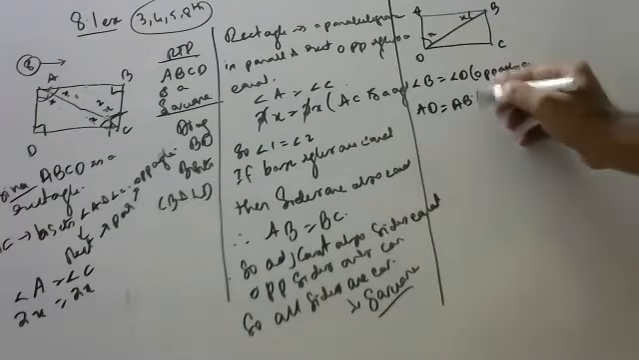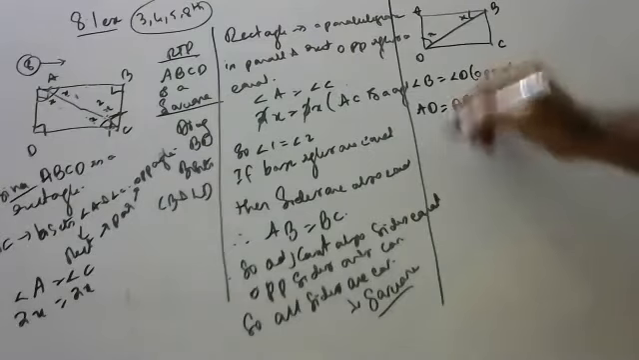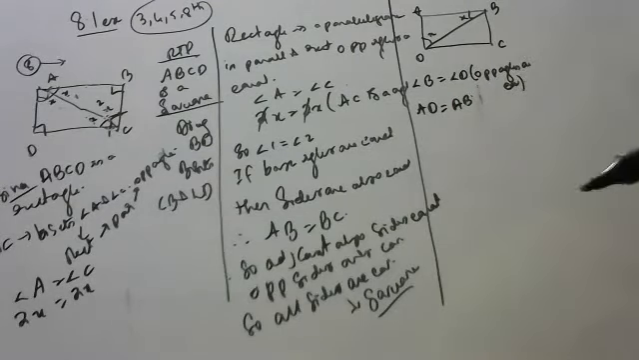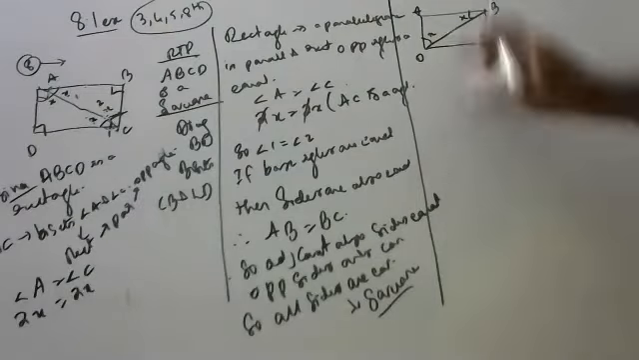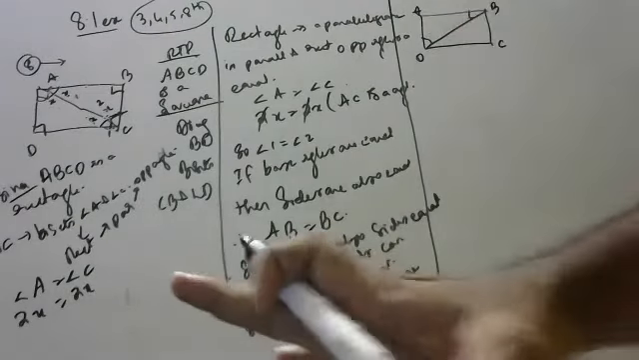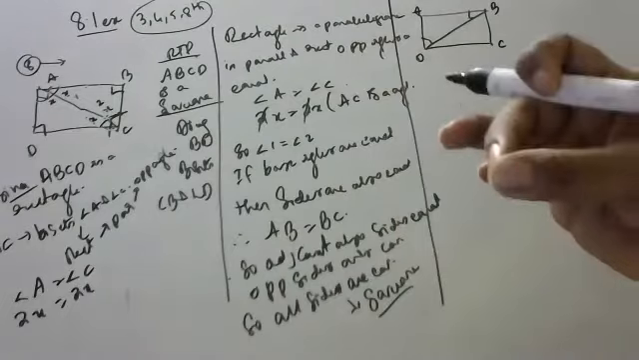Because base angles are equal. Base angle. So AD is equal to AB, children. Yeah. Or else I will say an easy method, children. Don't get confused. So many methods are there, children. Try to understand.